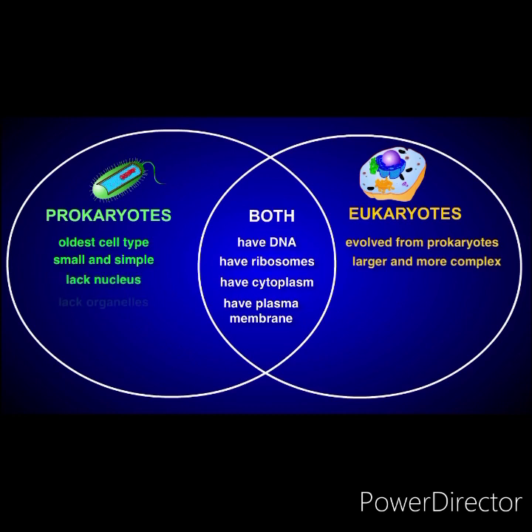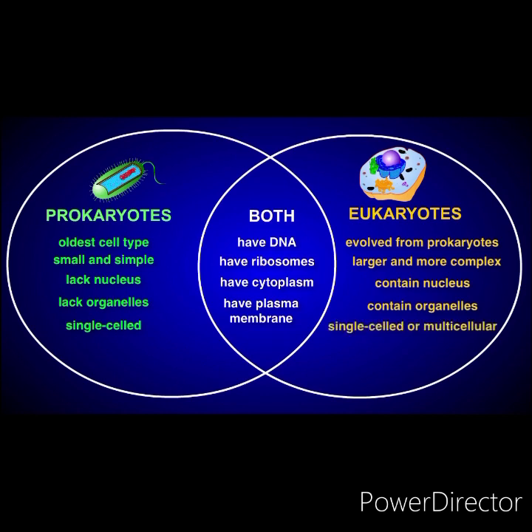Prokaryotes lack a nucleus and membrane-bound organelles. Eukaryotic cells have a nucleus and also contain organelles. Prokaryotes are single-celled organisms. Eukaryotes can be either single-celled or multicellular. And finally, the DNA of prokaryotes is organized as a single circular chromosome, but the DNA of eukaryotes is organized as multiple linear chromosomes.